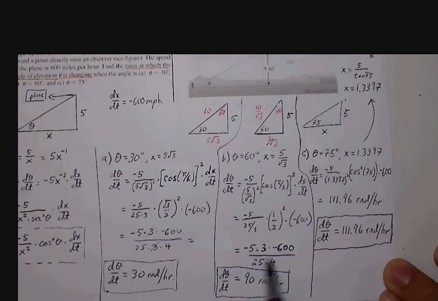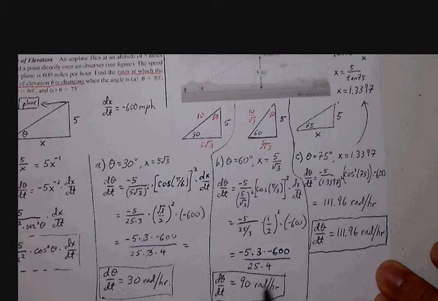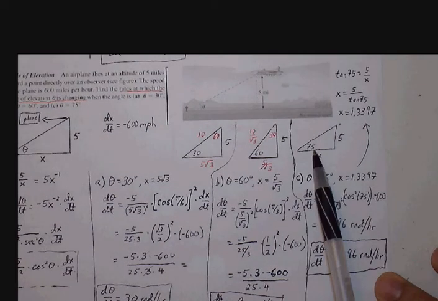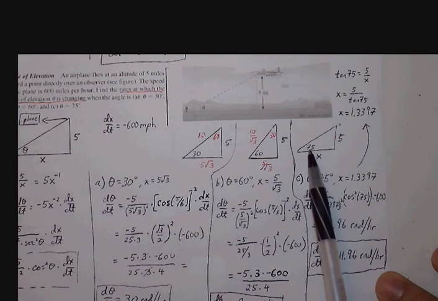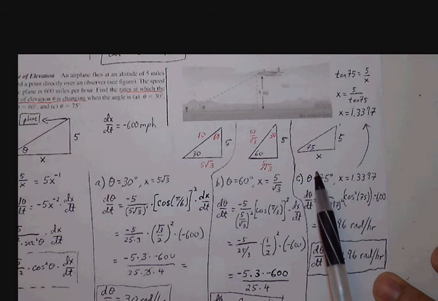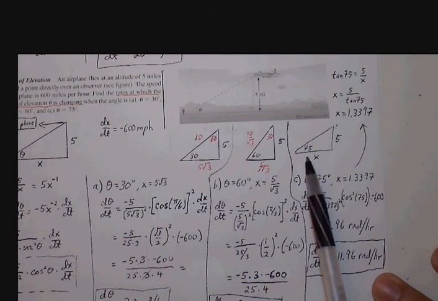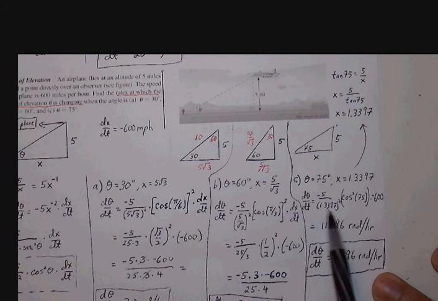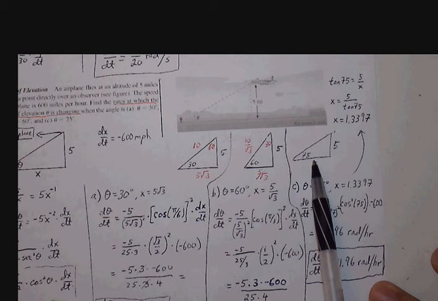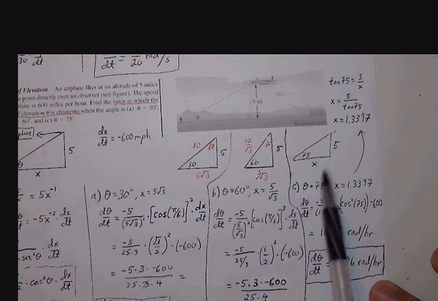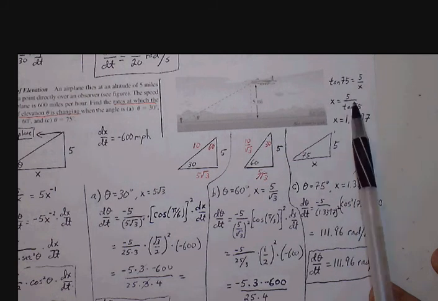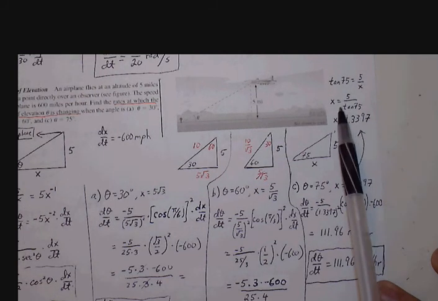Okay, part C, we're going to need a calculator because 75 degrees is not something that we can figure out using special right triangles. So we have to figure out what the x value is. To find the x value, I'm going to label this as x, and we can use tangent, right? Tangent of 75 is equal to 5 over x. Plug this in the calculator, solve for x. 5 over tangent of 75 is 1.3397.